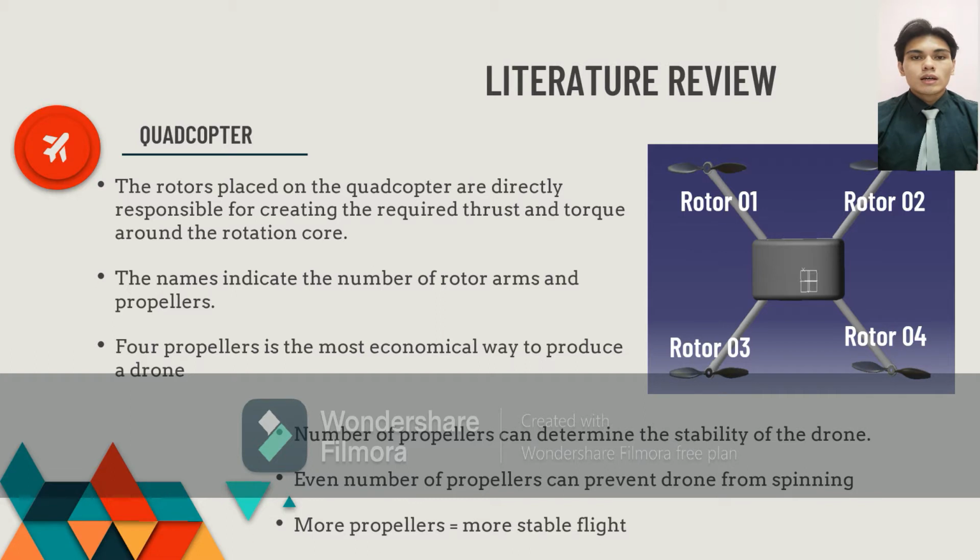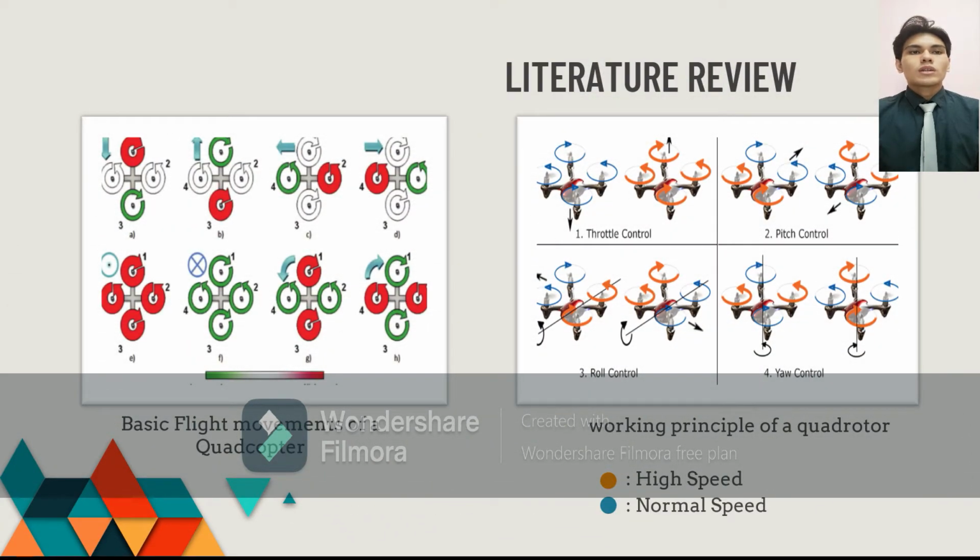You can have less than 4 propellers for your drone. However, without a precisely balanced load, you will have little control of your drone. Next, we should have a 4-point to have a variable thrust so the drone can hover smoothly and stably. The next figure shows the basic flight movement of a quadcopter and the working principle of a quadcopter.